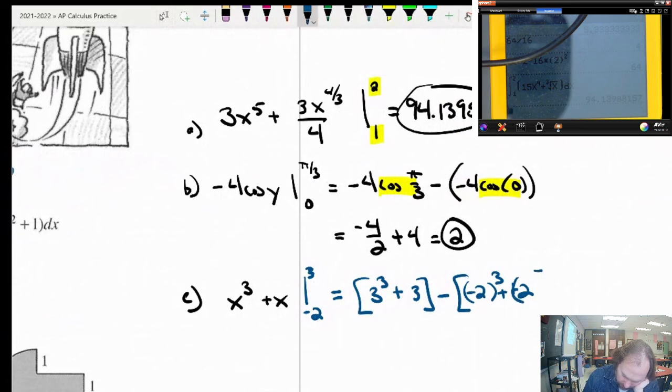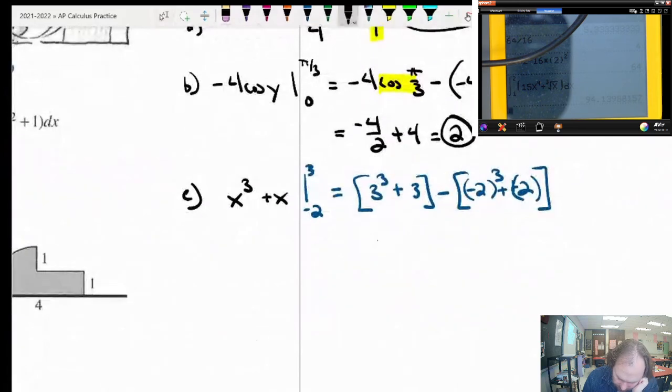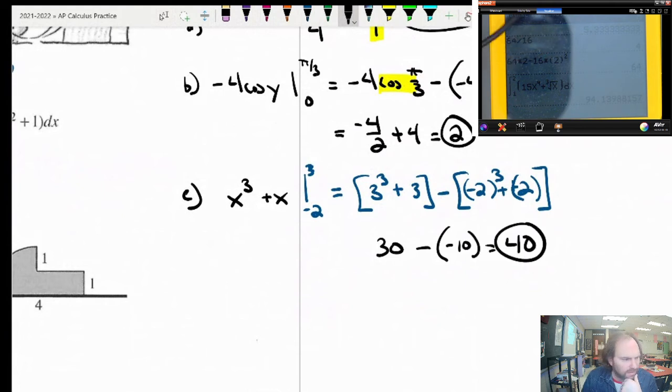I like that, the way it came out. That's going to be, let's see, 27 plus 3 is 30. And in this parentheses, that's -8 minus 2, which is -10. So the answer there is going to be 40. Pretty even, round number. I like that answer quite a bit.